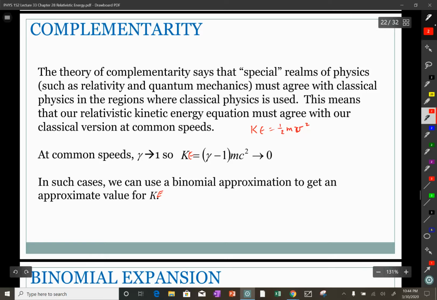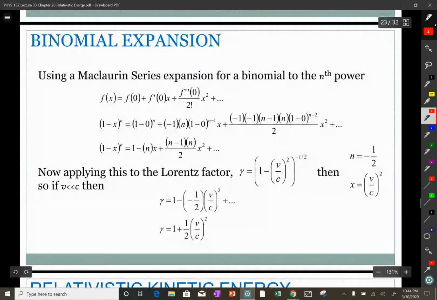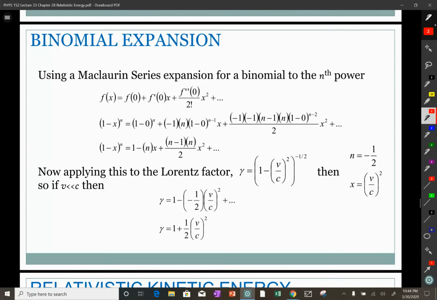Notice that as v approaches 0, that's we're in the classical realm, then gamma approaches 1 and kinetic energy approaches 0 because you have 1 minus 1 times mc squared. So at least if it's at rest, we know that it's going to be right. But what about other values? So we turn to using a Maclaurin series.